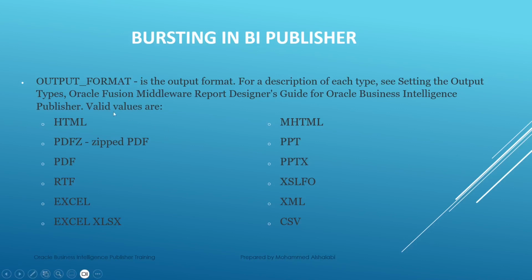Okay, the second segment is output format. Output format is the output format for a destination of each type. Setting the output types is described in the Oracle Fusion Middleware Report Designer's Guide for Oracle Business Intelligence Publisher. Valid values are HTML, PDFZ (zipped PDF), PDF, RTF, Excel XLSX, Excel (the old version of Microsoft Office), PPT (the old version), and the new version PPTX, XSLFO, XML, and CSV.